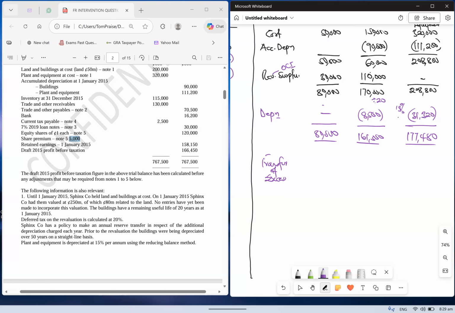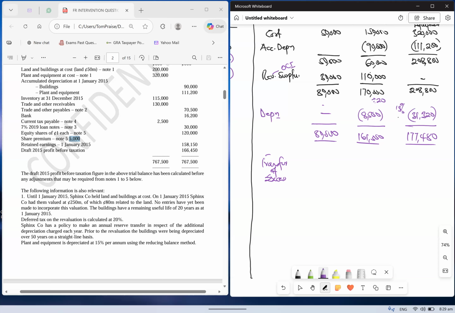Now, it is the difference between the depreciation before the revaluation and the depreciation after the revaluation. The revaluation is seen on the land, and we don't do depreciation on land, but the building we do. So that is where we can do that from. So you ask yourself, what was the depreciation before the revaluation?